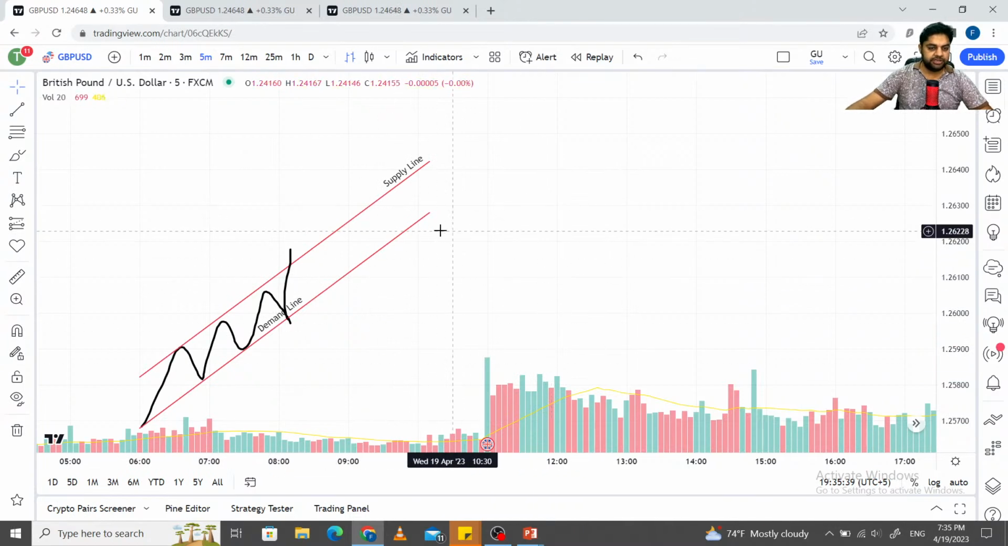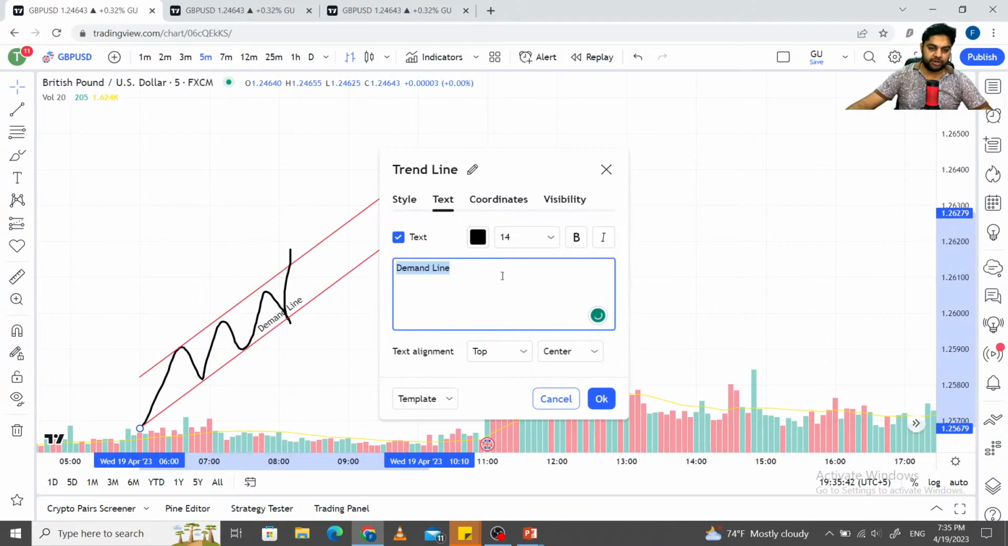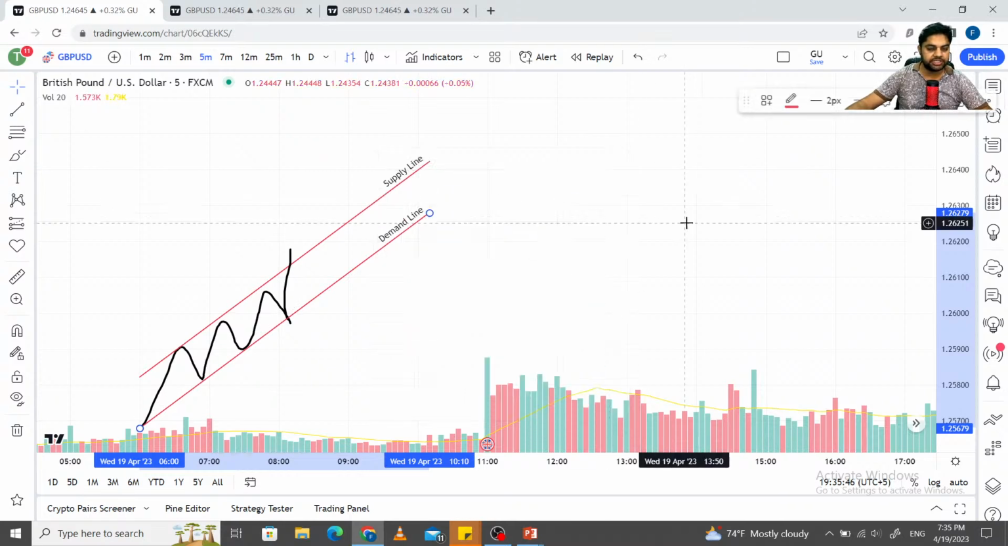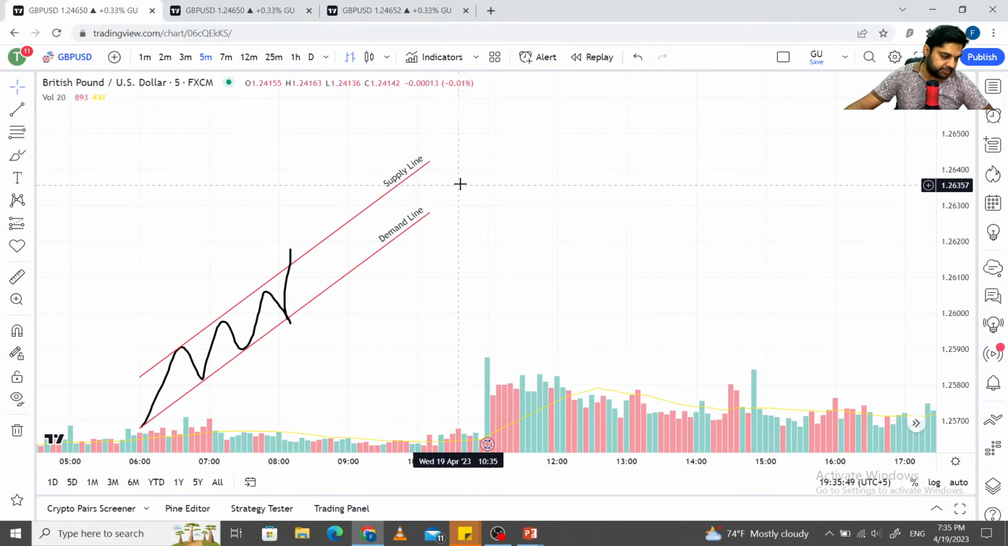First of all, we know about the names, and we also should know about the reasons for these names. Why do we call these lines supply line and demand line? Yeah, Bilal Amar, that's right.